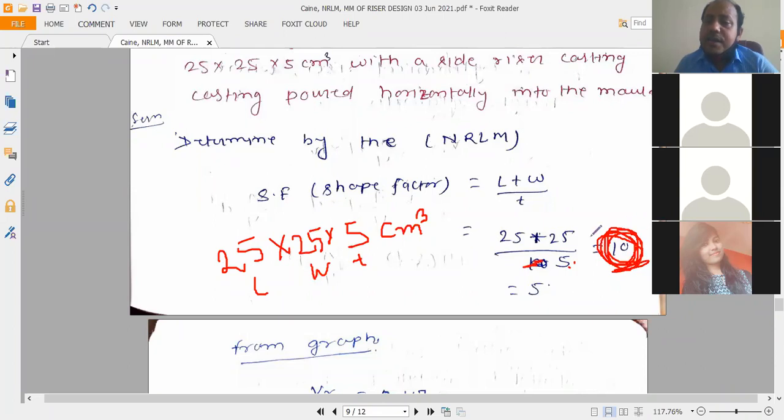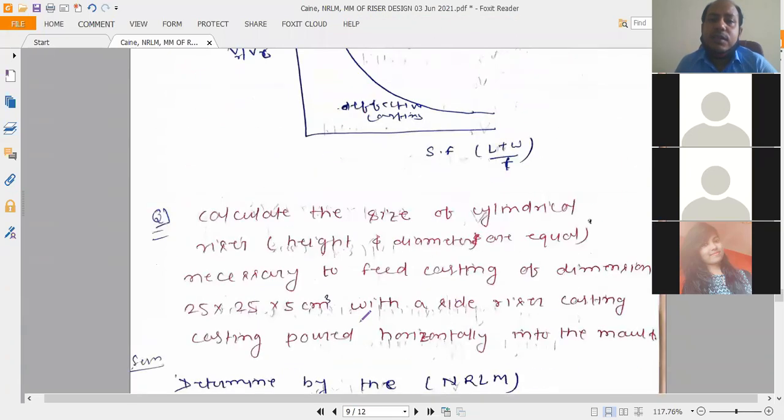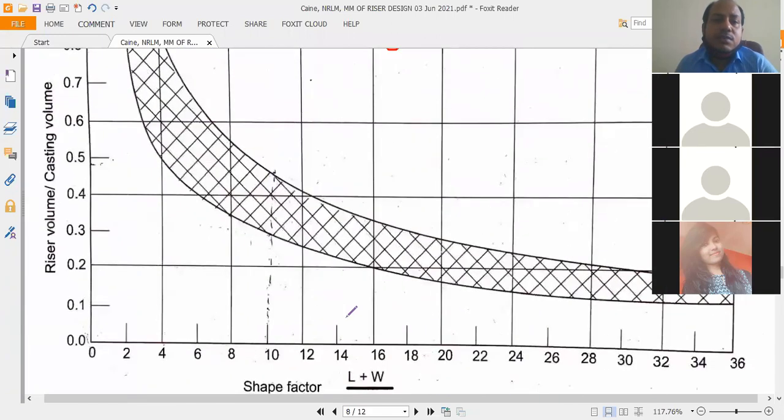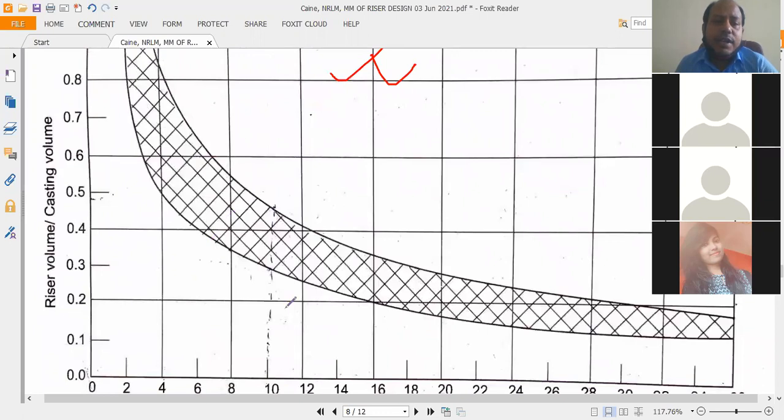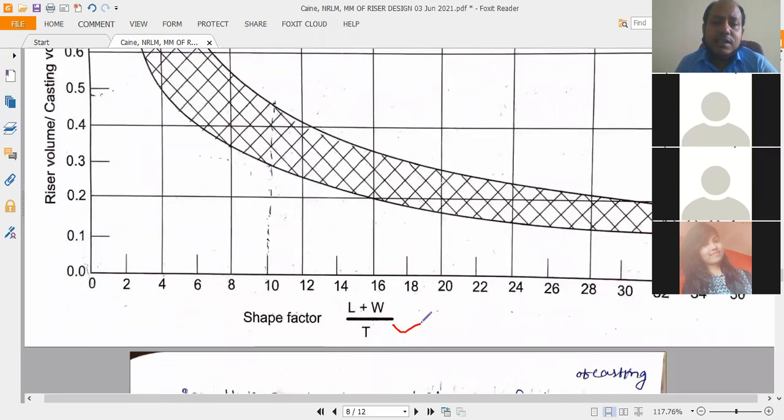So how can we determine the volume of riser divided by volume of the casting? From the graph, where is the graph? This one is the graph. If we want to calculate the shape factor, it is given. So shape factor is 10.